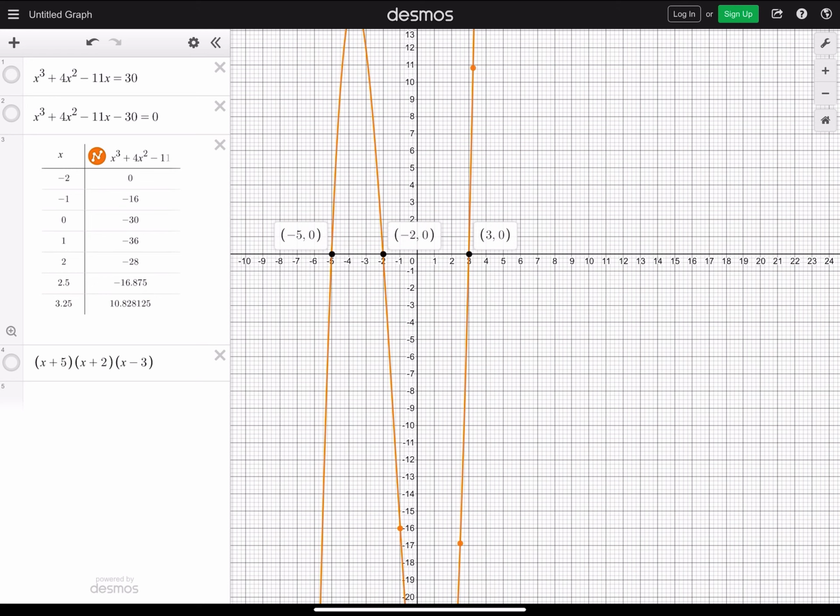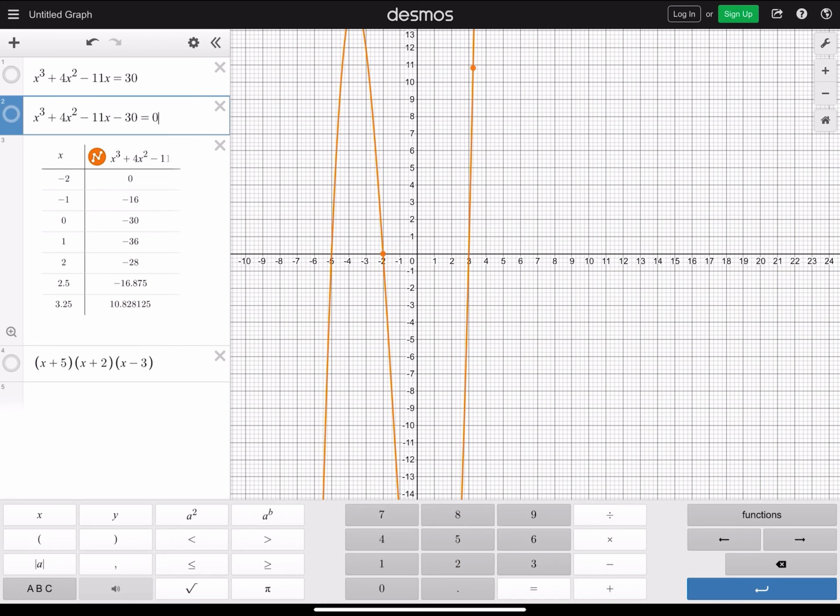When they ask you to find the solution or solve this equation, they mean the other side equals 0. So when x equals those three numbers, y is equal to 0, or the other side is equal to 0. So when they ask you to solve the equation, they are simply asking for the location of the x-intercept.